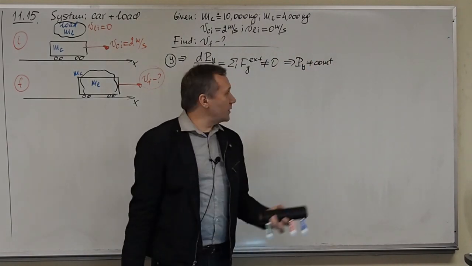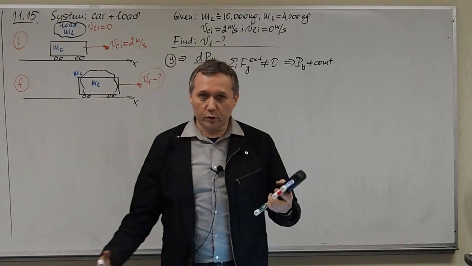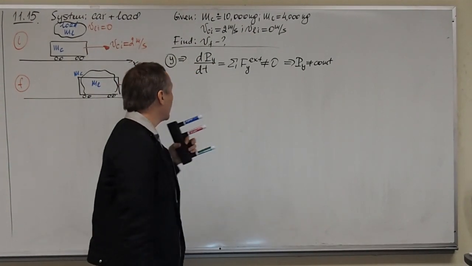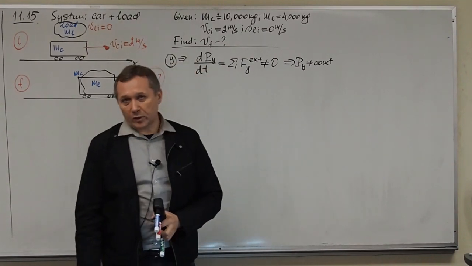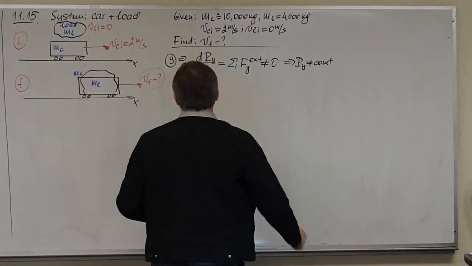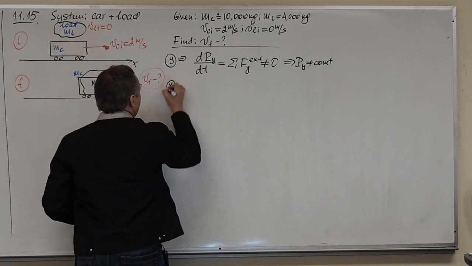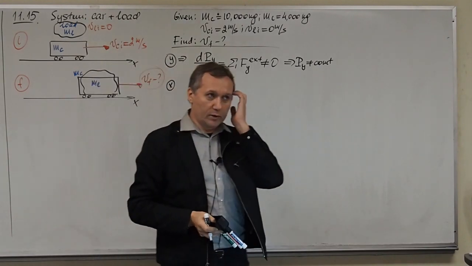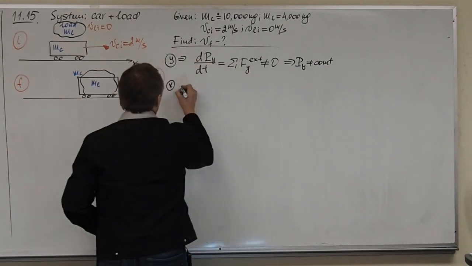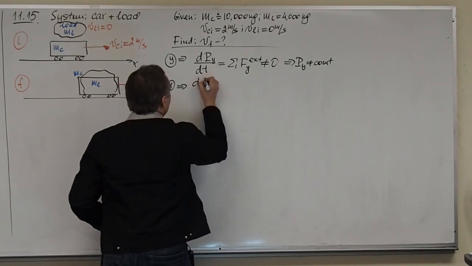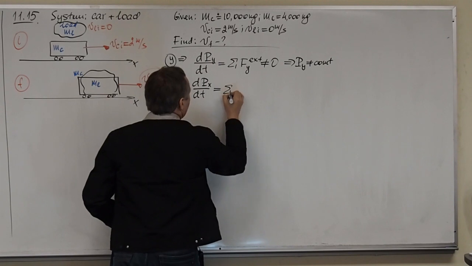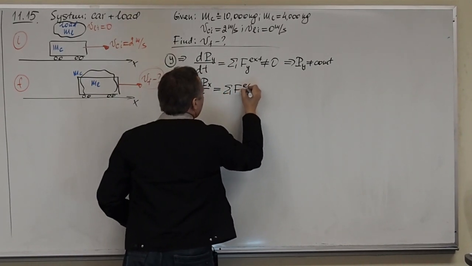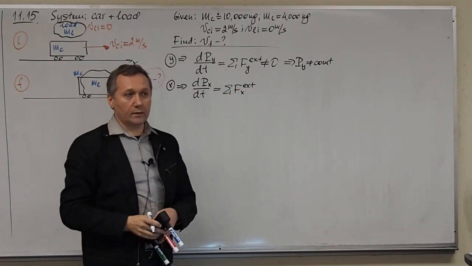But we don't need it, because we will be able to solve the problem by looking at the total linear momentum in the x direction. So now let's justify the conservation of linear momentum in the x direction. The rate of change of the total linear momentum equals the net external force acting in the x direction.